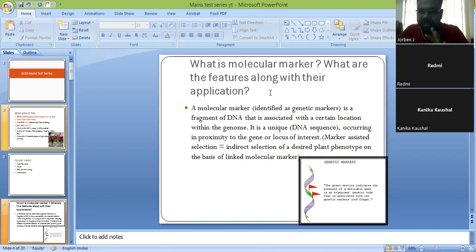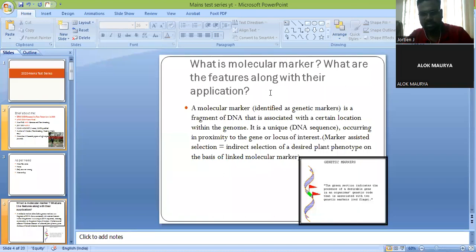What the examiner sees in you is whether you are writing the keywords. If you write the keywords, you get good marks. If you don't write the keywords, you're going to lose the marks. That is the essence. If you write all these other things and you don't write that it is located in the proximity of the gene of interest, then you may not get good marks. So that is the concept.